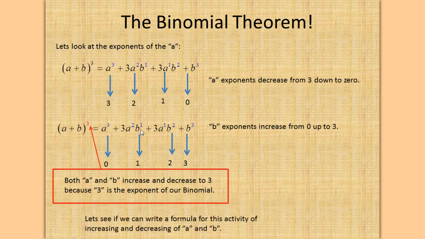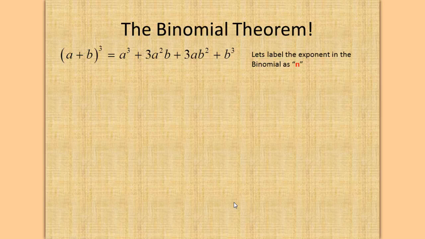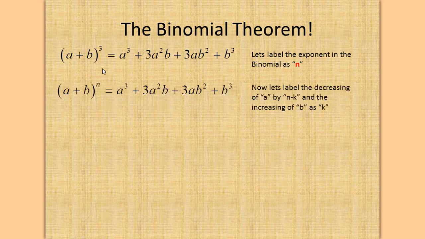Let's see if we can write a formula for this activity of increasing and decreasing of a and b. We have our cubic function here again. So (a+b) cubed is equal to a cubed plus 3a squared b plus 3ab squared plus b cubed. Let's label the exponent of the binomial that's been cubed as n. So rather than calling it cube, let's call it some n, whatever n is.